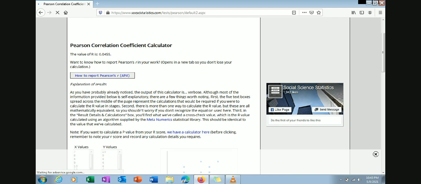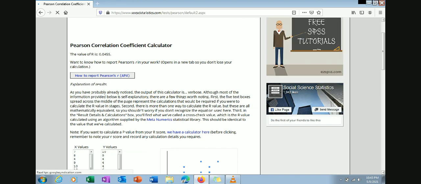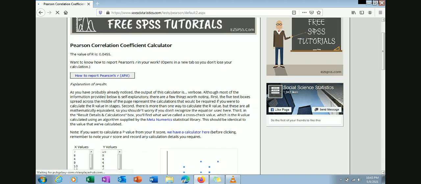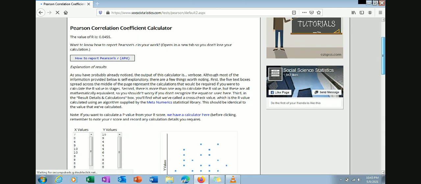Then, explanation for this. As you have probably already noticed, the output of this calculator is verbose, although most of the information provided below is self-explanatory. There are a few things worth noting. First, the 5 text boxes spread across the middle of the page represent the calculation that would be required if you were to calculate the R value by hand. Second, there is more than one way to calculate the R value, but these are all mathematically equivalent, so you should not worry if you don't recognize the equation used here.